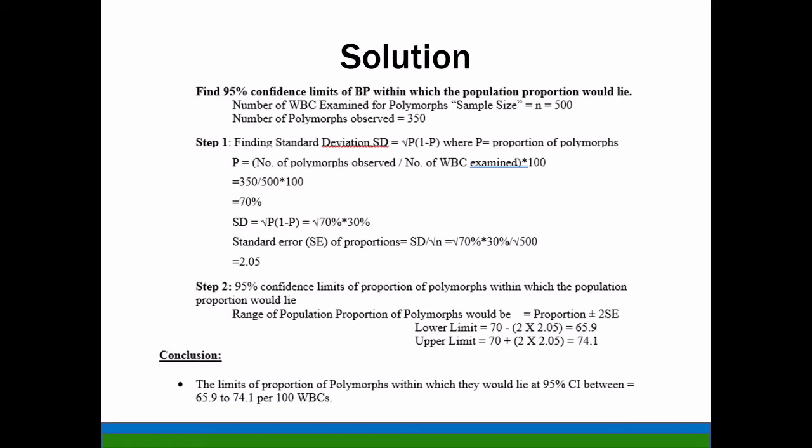So the conclusion is the limits of proportion of polymorphs within which they would lie at 95% is between 65.9 to 74.1 per 100 WBCs.